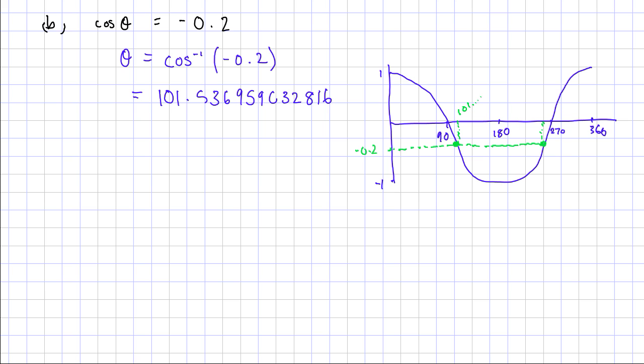Now how can I find this one? Again, I know that there's symmetry here. So if I know this distance here, I can take it away from 270 there, or if I know this distance here, I can add it on to 180 here. Now what I'm going to do is find this small distance here, so I'm going to do this answer take away 90.